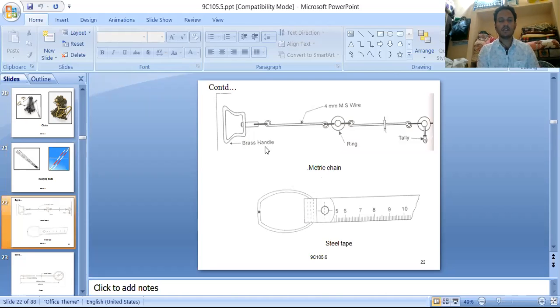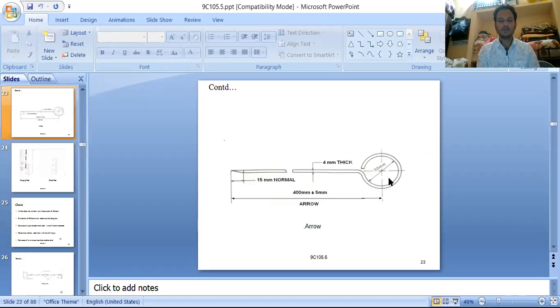This is the brass handle which helps us to tightly pull the chain and lay the chain. This is the ring which is in between every chain link. There are tallies at every 1 meter length. This is the arrow. The arrow has an internal diameter of 50 mm. The thickness of the arrow is 4 mm.